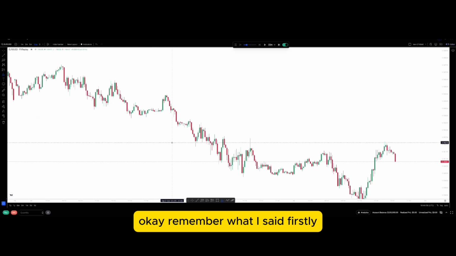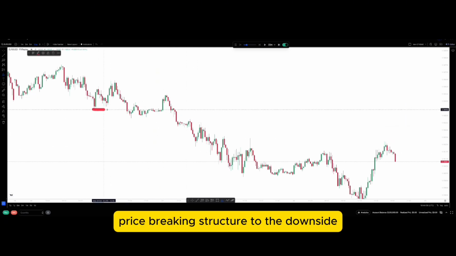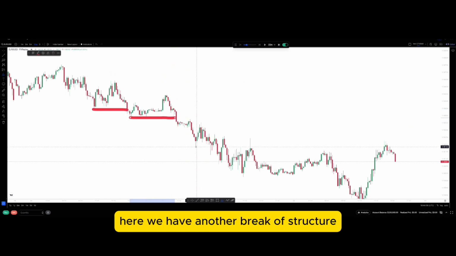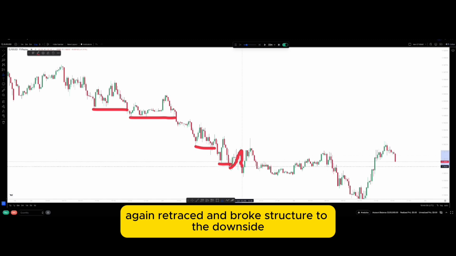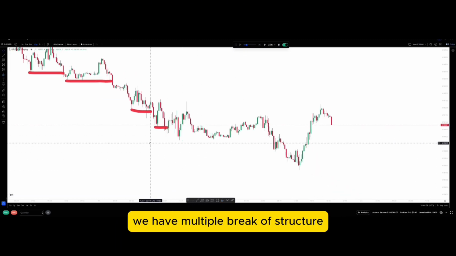Okay, remember we said firstly you have to identify market direction, right? As you can see here, price is breaking structure to the downside. Price continuously breaks structure to the downside. You had another break of structure here. We have another break of structure. Price retraced and broke structure to the downside again. Retraced and broke structure to the downside, just like that. Okay, we have multiple breaks of structure.